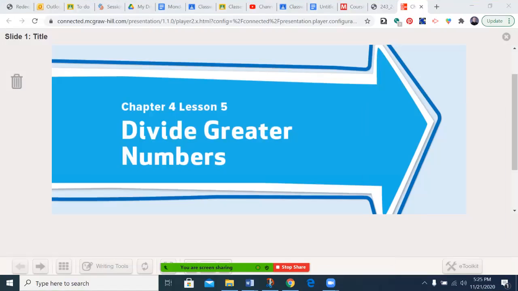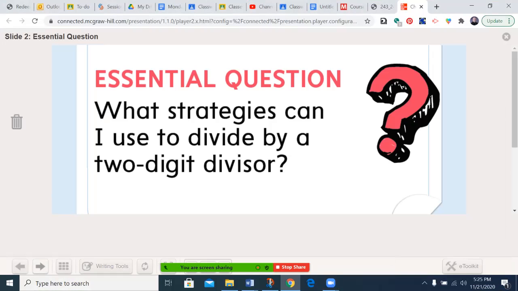Today's episode, Chapter 4, Lesson 5, Divide Greater Numbers. The essential question for Chapter 4: what strategies can I use to divide by a two-digit divisor?